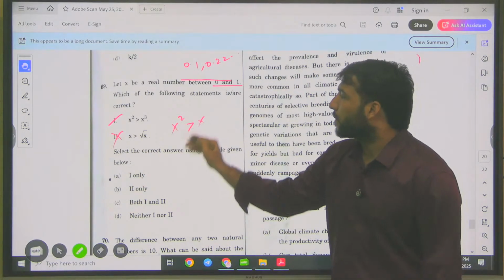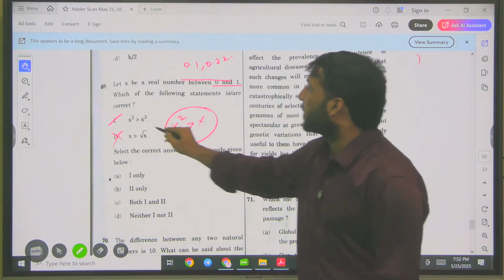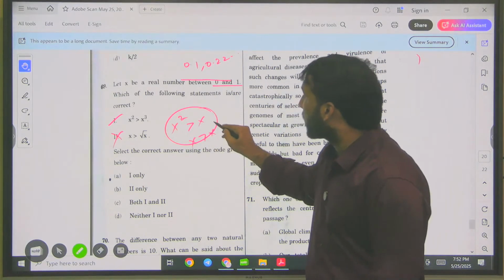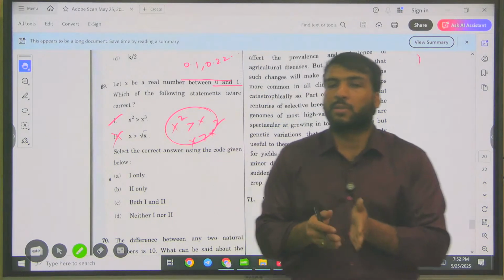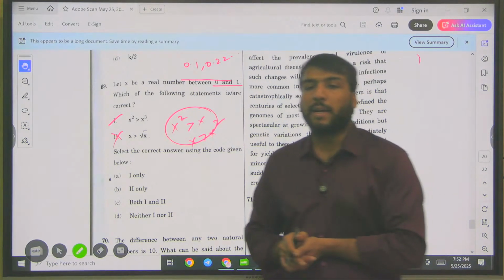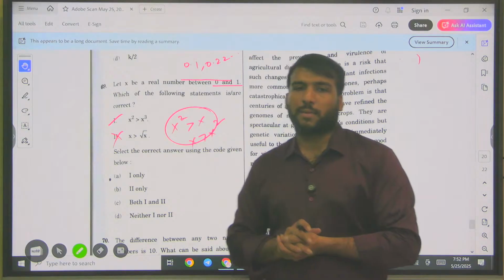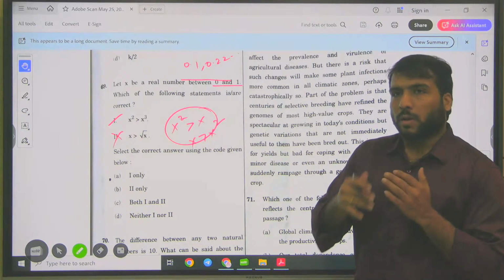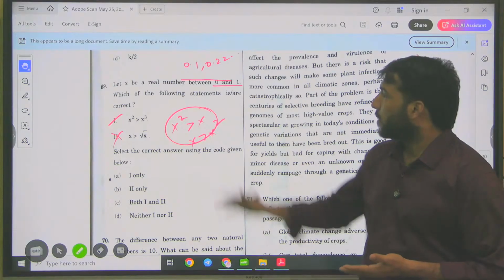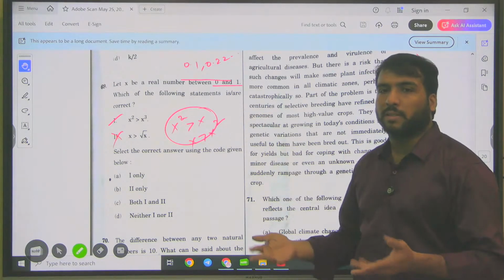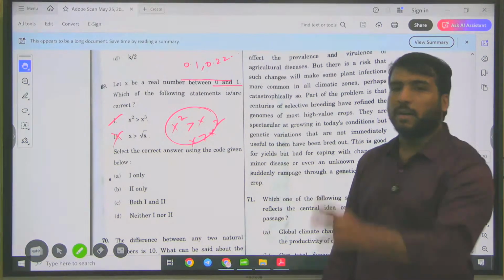And here, x square is greater than x, not possible. Always, x square is not greater than x. X is greater than x square because when the digit is in points, if you are squaring that, then automatically it will be lesser value. So if the digit is in points and you are squaring, the value will be minimum. And if you are doing further squares, then automatically it will decrease.